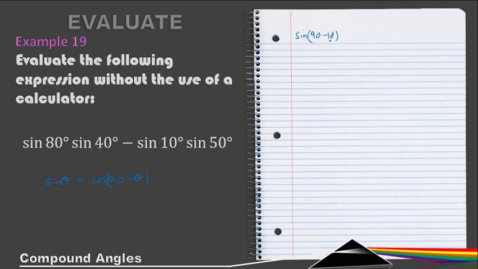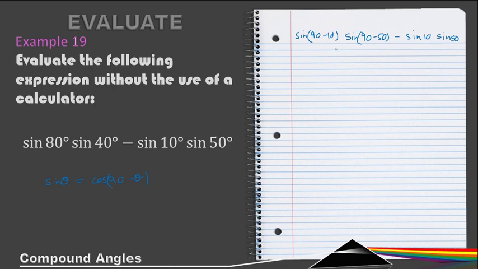Because remember, this needs to still be equal to this. So sine 80 is equal to sine of 90 minus 10. Then the second angle is still sine of 90 minus 50. That's what 40 is equal to, 90 minus 50, minus sine 10 sine 50.